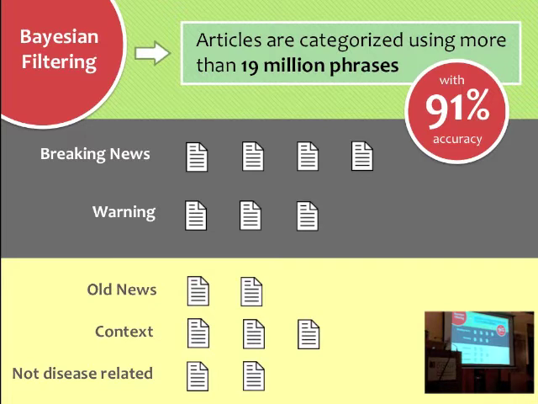Old news is things like plague in the 14th century. Context is there are lots of important disease-related things that are discussed in the news, such as research on influenza or outbreaks of diabetes. But because they're not emerging epidemic events, they aren't necessarily going to go on our map. And then not disease-related: you'd be surprised to find out how many outbreaks of tornadoes and outbreaks of corruption we find in our sources.